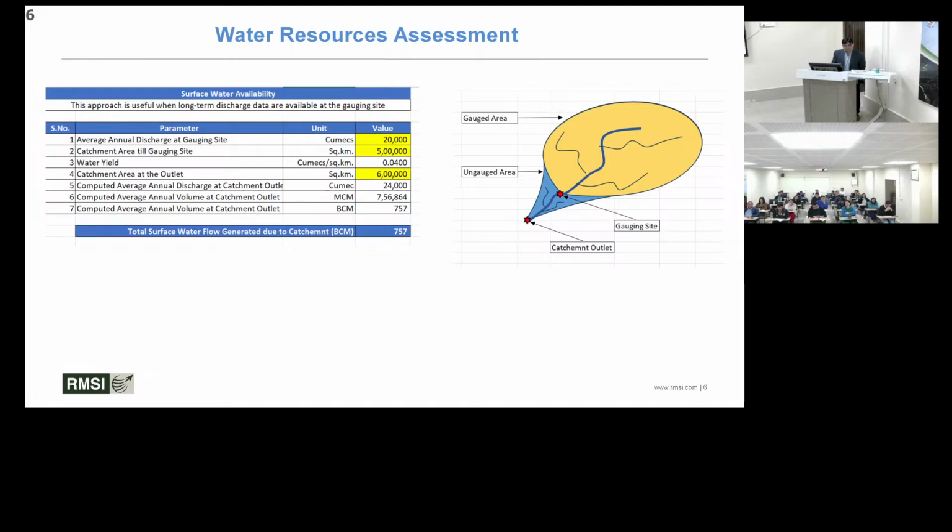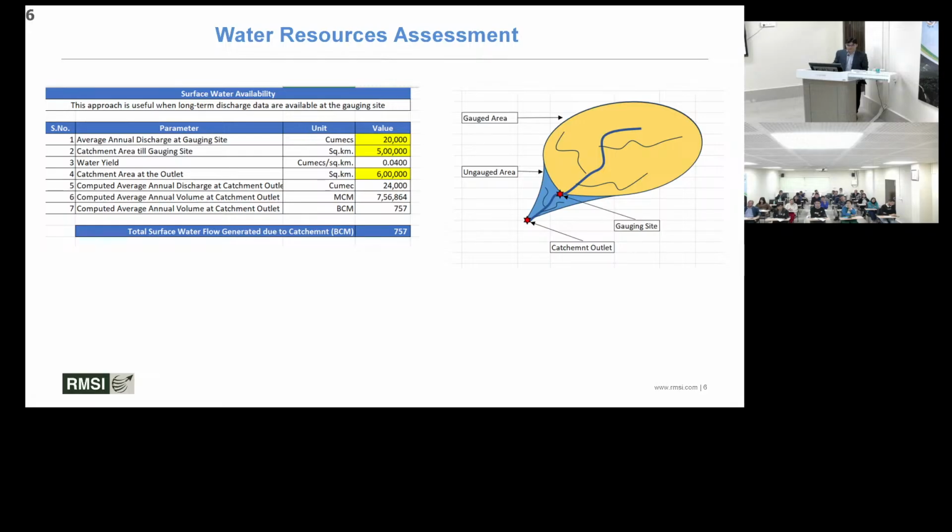Then I have already put the formula here. Considering these two values, it will calculate the water yield. Water yield is nothing but the water potential per square kilometer of area in your basin, irrespective of the size of the catchment area. I simply did some unit conversion, and it has calculated the water availability per unit area. This is the water yield for your catchment.